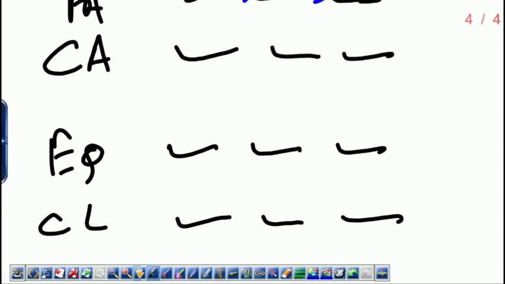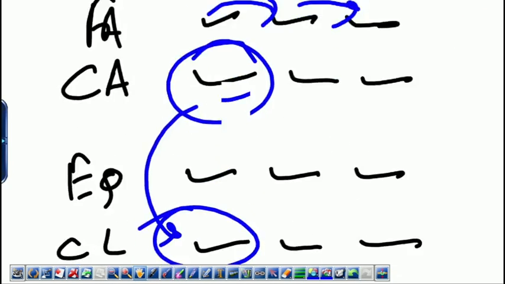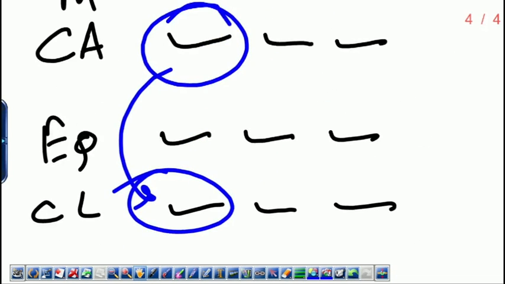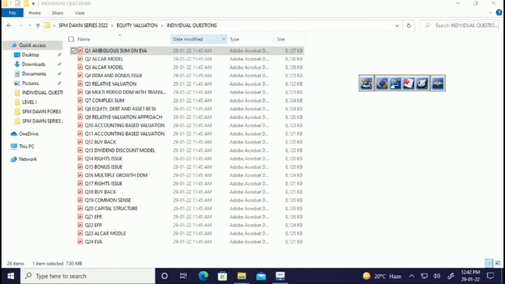The current asset and current liability: CA minus CL is working capital. Whatever working capital was there in the balance sheet, this one minus that is the change in working capital. That's easy. Depreciation, they will tell us the depreciation rate. So it's a very easy sum. Okay, let's come to the sum. I'm coming to the sums on the Alcar model.